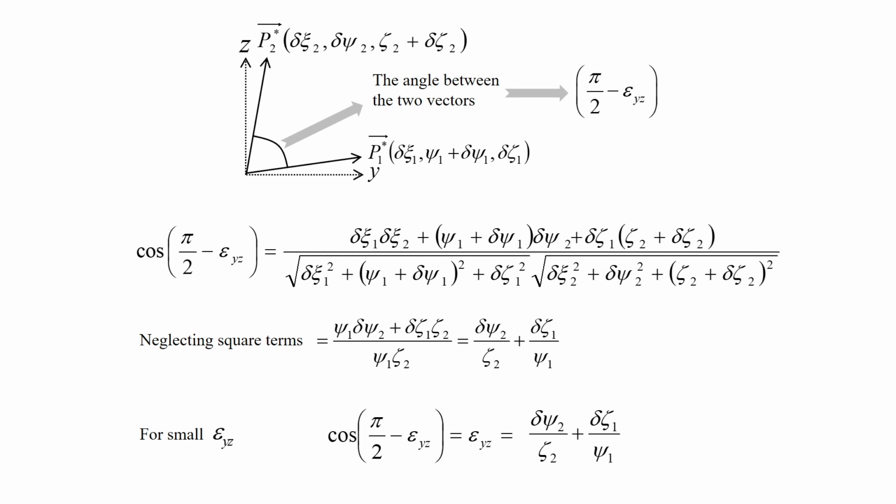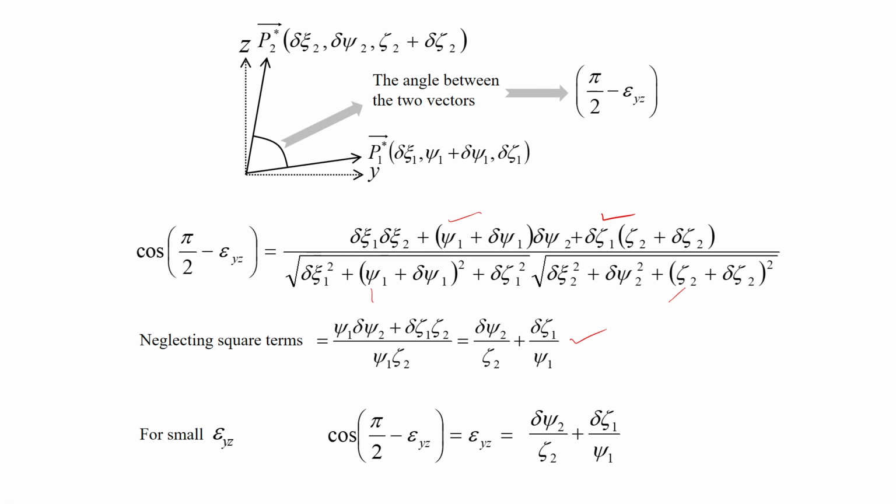So, now, neglecting the square terms, because here as you can see we have delta xi 1 and delta xi 2. So, that is a square term, so very small. So, those are negligible. What we have is psi 1 into delta xi 2 plus delta zeta 1 into zeta 2. So, these two terms, and divided by, over here you will have this psi 1 from here and zeta 2 from here. So, these two terms you have psi 1 zeta 2 here. So, essentially we have this equation over here.